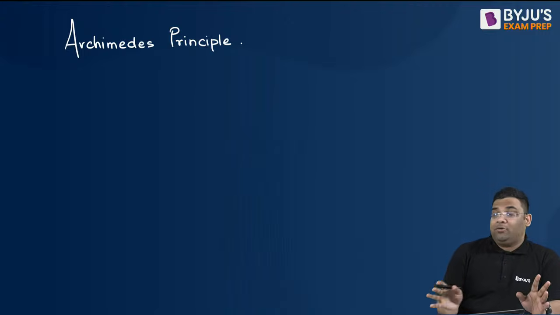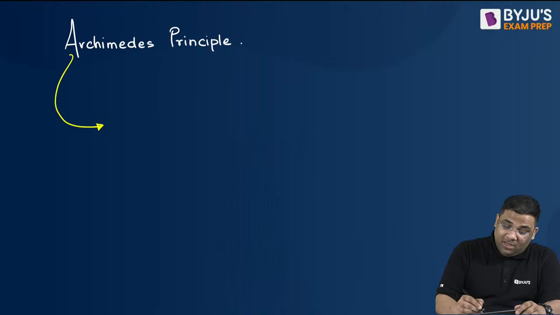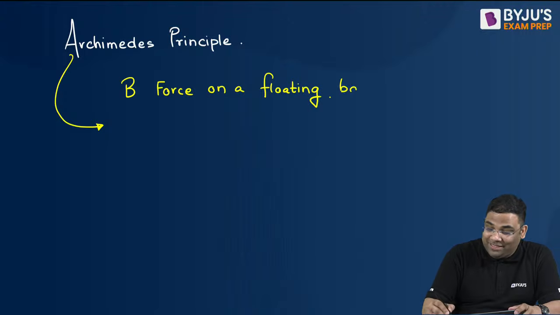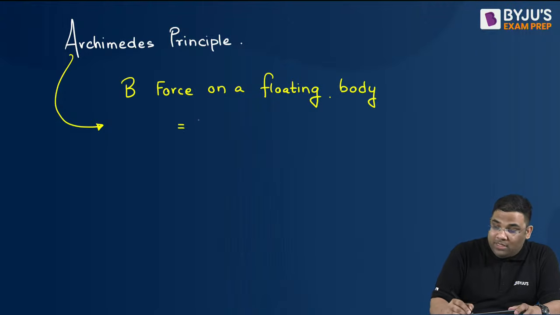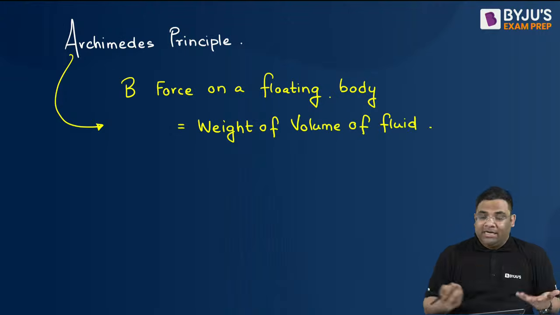Just remember this principle, you can solve questions on buoyancy. What is the Archimedes principle? The buoyant force on a floating body is equal to the weight of the volume of fluid displaced. If it is water, then the volume of water displaced.